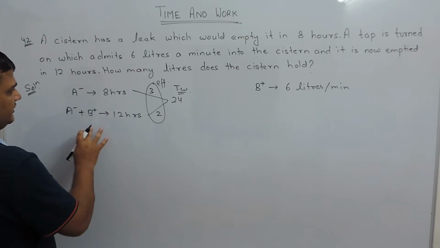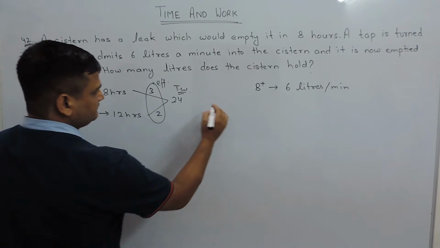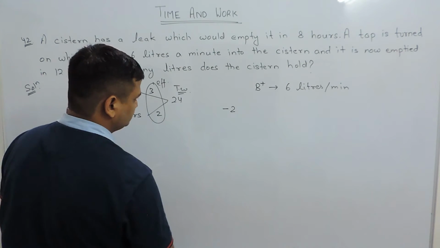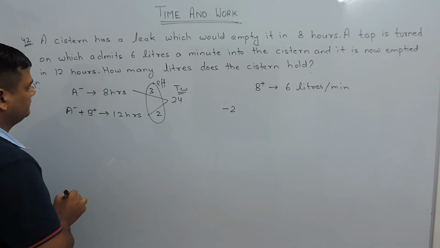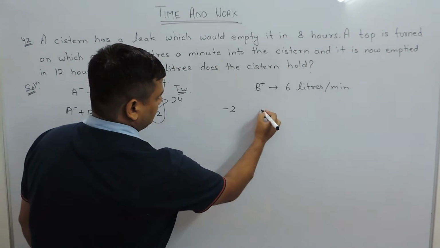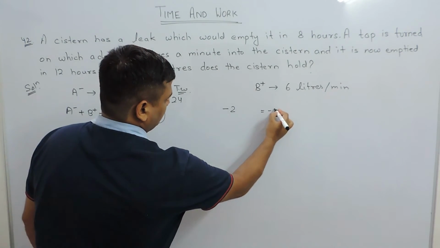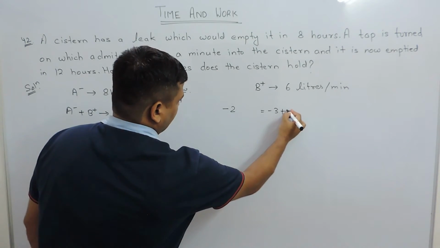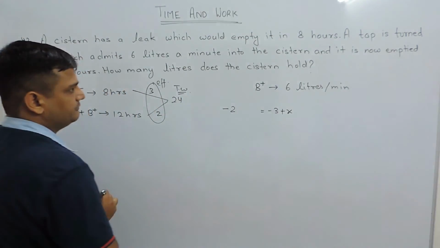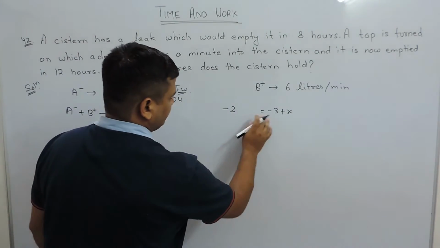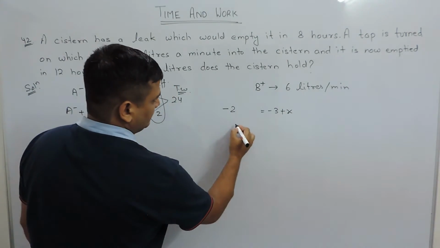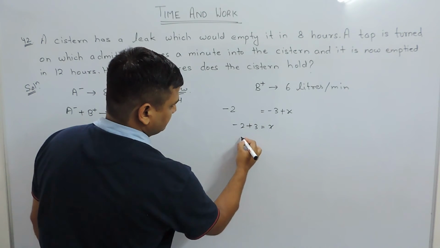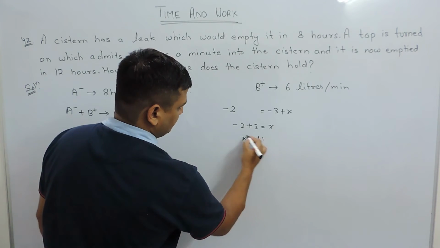Now if we calculate the efficiency of B, the efficiency of A plus B is minus 2 and the efficiency of A is minus 3, and if we add the efficiency of B to minus 3, then it is equal to minus 2. Therefore minus 2 plus 3 equals x. Therefore the efficiency of B is plus 1.